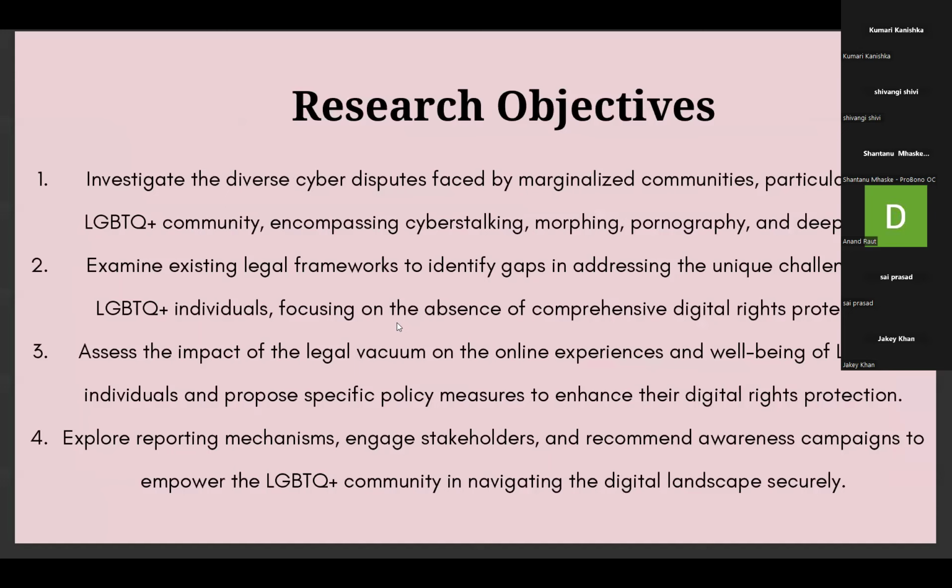So these are our research objectives. The first is to investigate the diverse cyber disputes faced by the marginalized community, particularly the LGBTQ plus community, which encompasses cyber stalking, morphing, pornography, and deepfakes. We also examine the existing legal frameworks to identify the gaps in addressing the unique challenges faced by the LGBTQ community. Lastly, we assess the impact of the legal vacuum on online experience and the well-being of the LGBTQ community, with the help of other countries' mechanisms in order to enhance digital protection.